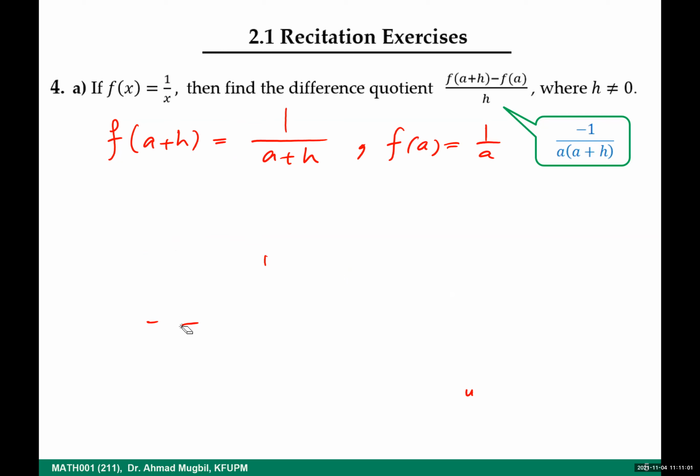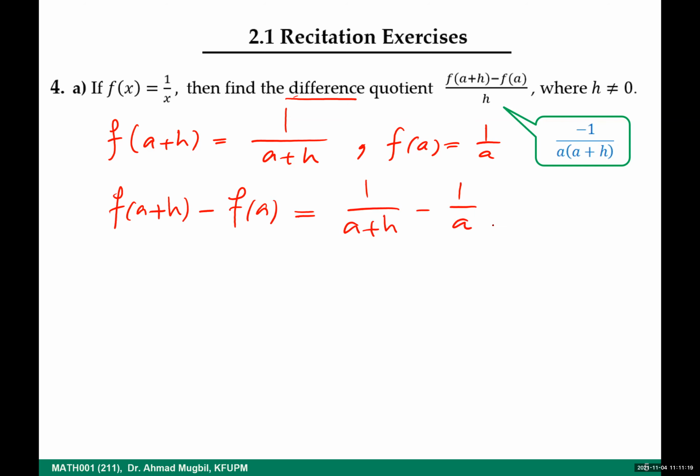Then you will do, in step number 2, the difference. Then the quotient. So you will have f of a plus h minus f of a. And this will be 1 over a plus h minus 1 over a.